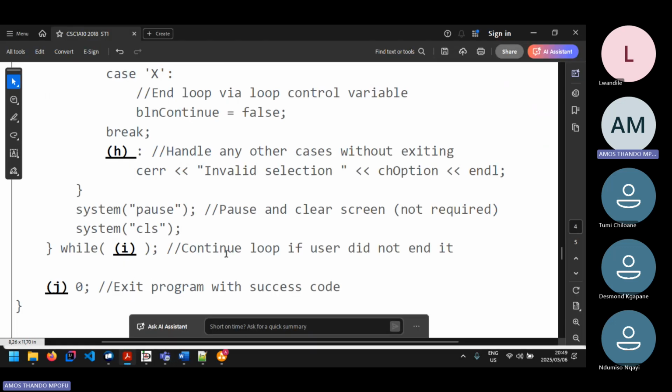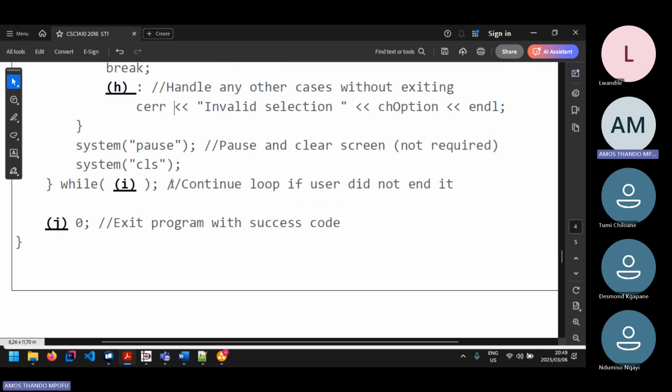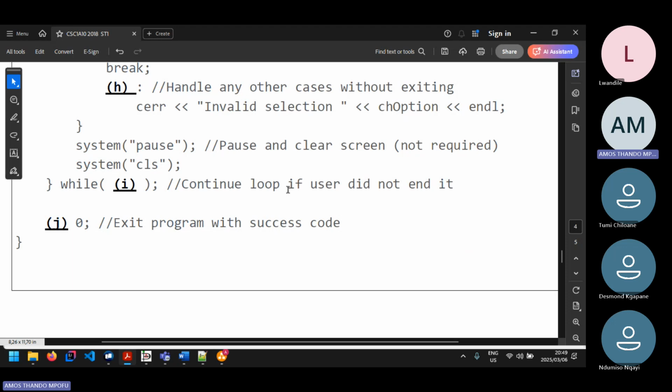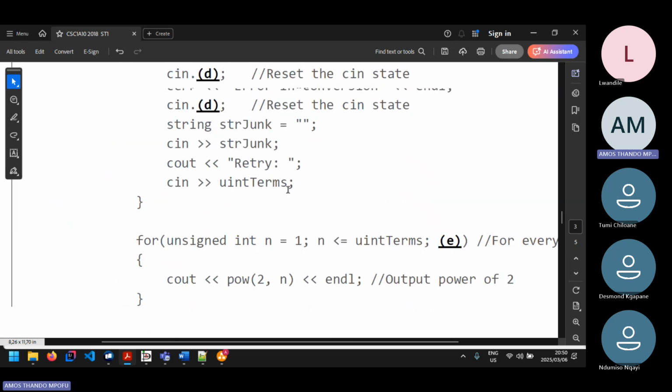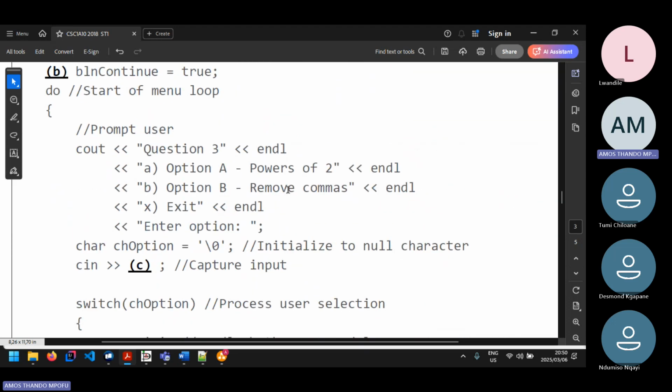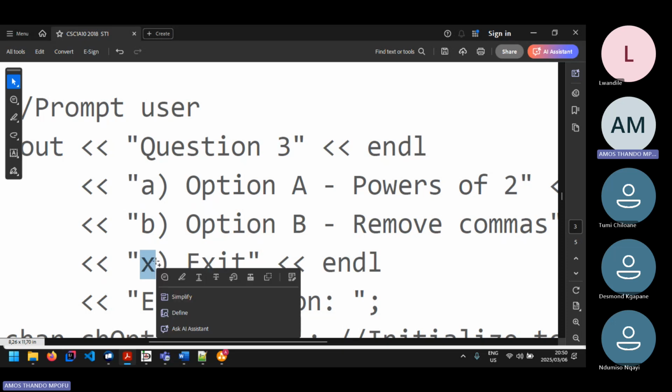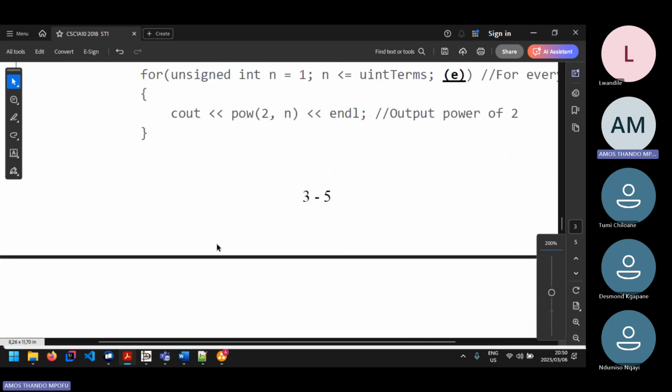And then, continue the loop if the user did not end it. How do you end the loop? You have to understand how the loop can end. That's why sometimes you need to read your code and understand. You have to go back up to the top and see which options are available. If you enter the letter A, you are doing option A. If you enter the letter B, you're doing option B. If you enter the letter X, you're exiting. So to exit, use the character X.